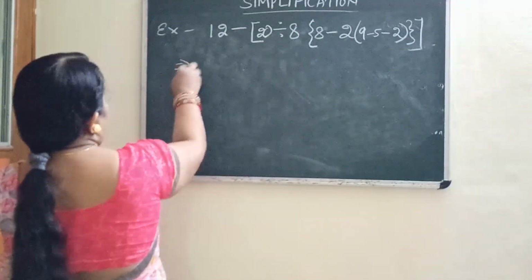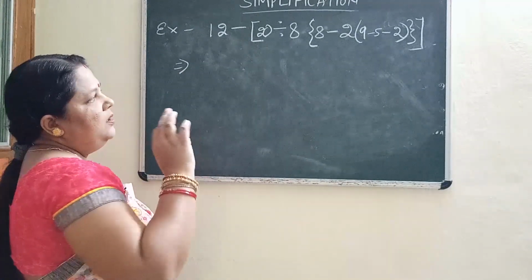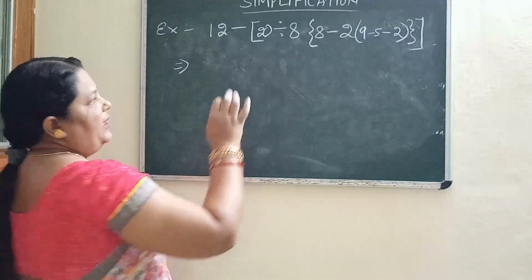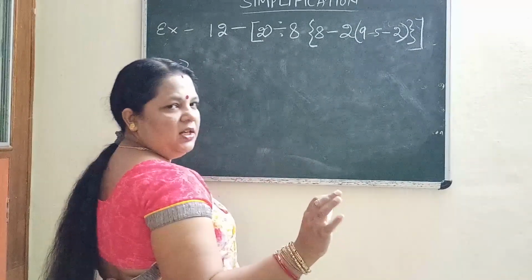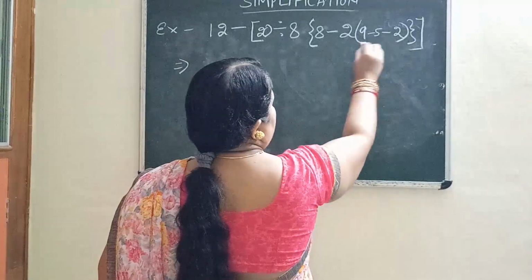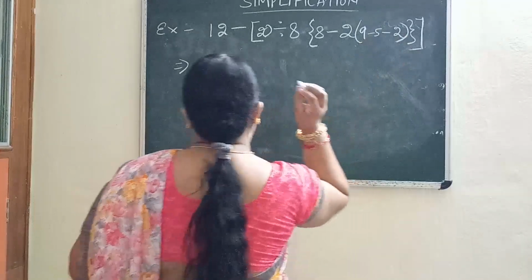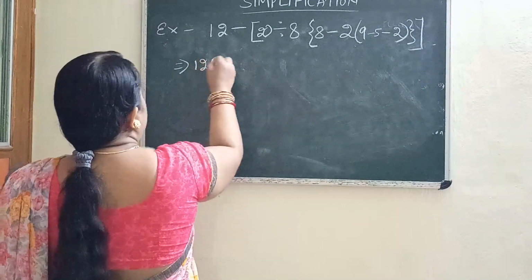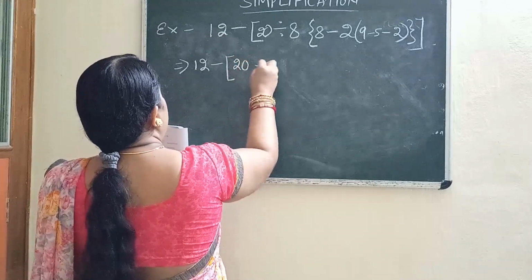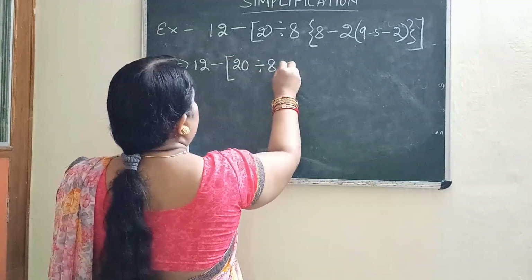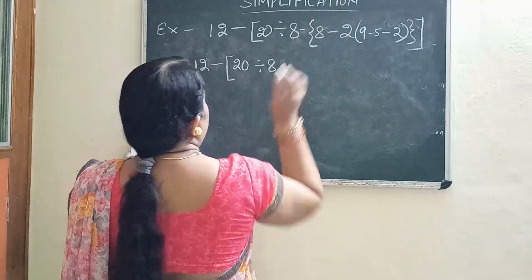So what will you do? The first step to follow the BODMAS rule is to open the brackets. Out of the brackets, first we have to open the bar bracket. But here the bar bracket is not there. So next is your small bracket. We have to open this first. The rest you write as it is: 12 minus then 20 divided by 8. I have forgotten to give this.